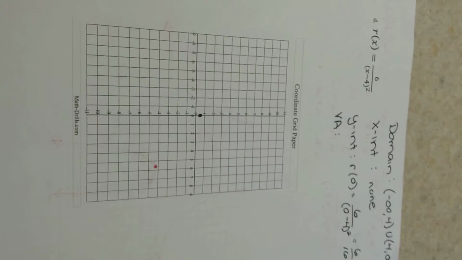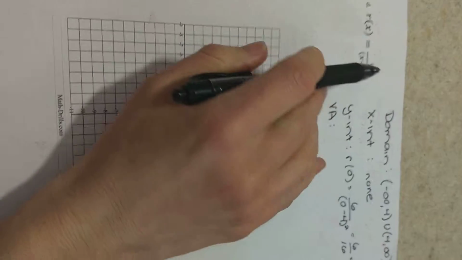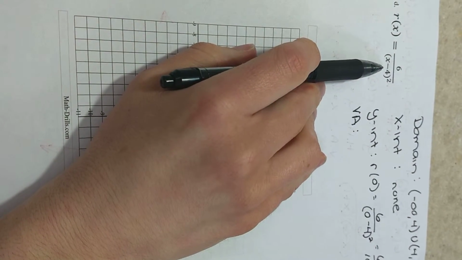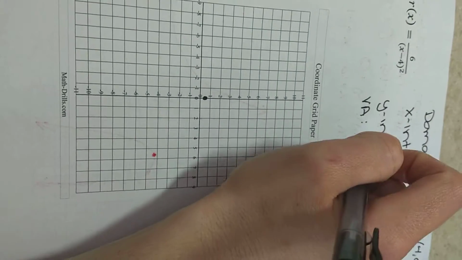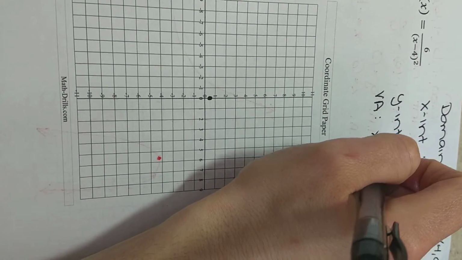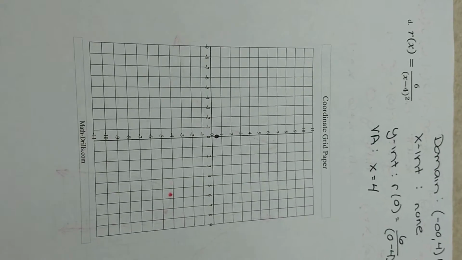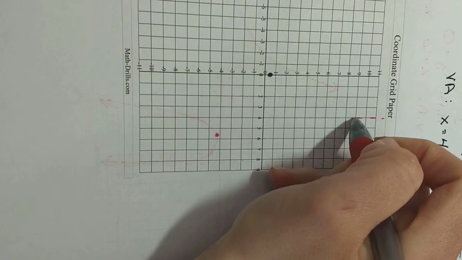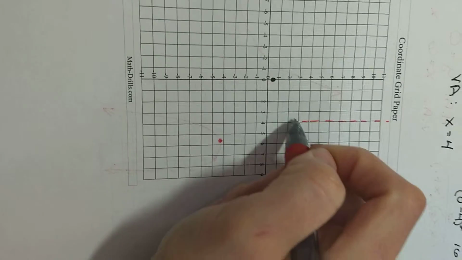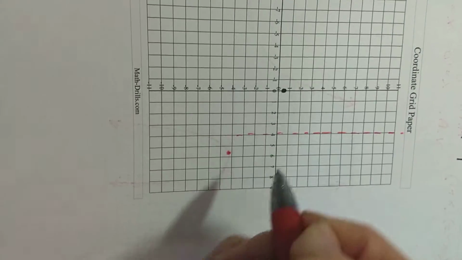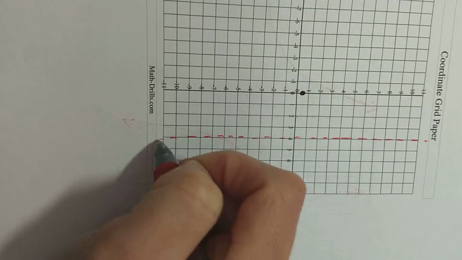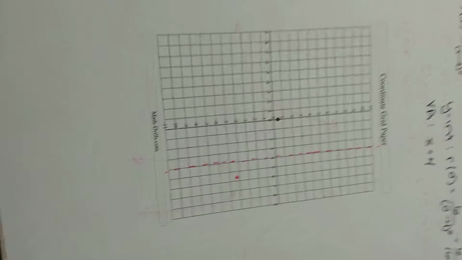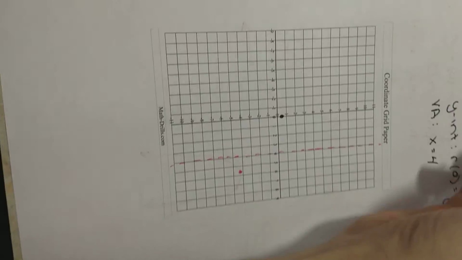Alright, now let's talk about vertical asymptotes. The vertical asymptote is where the denominator is equal to 0. So in this case, it's going to be x equals 4. So we can go ahead and draw in our vertical asymptote at x equals 4. Again, as I go through, I generally mark these down as I go along so I don't forget anything. So I got my vertical asymptote there at x equals 4.